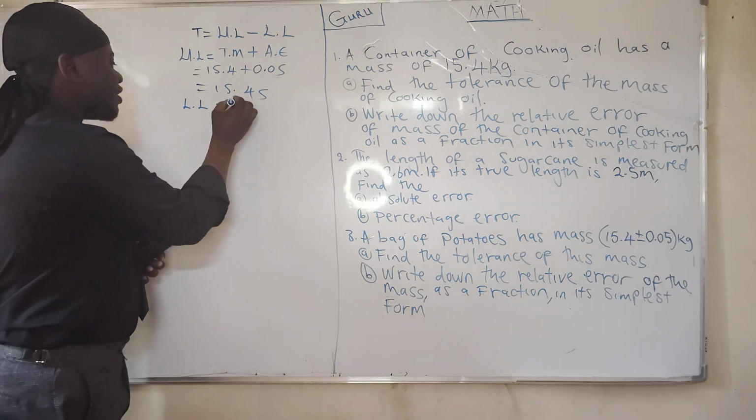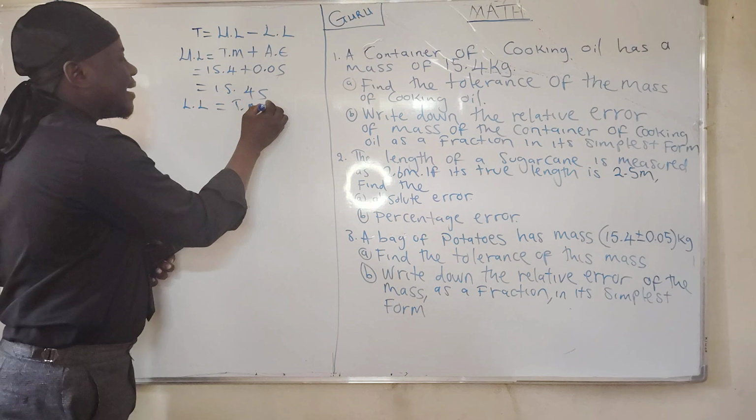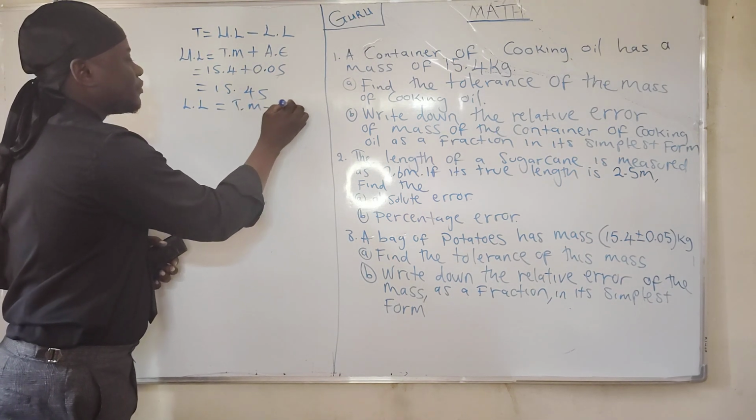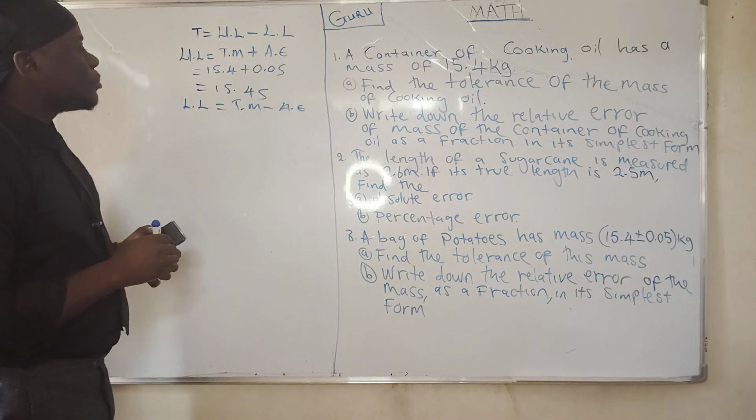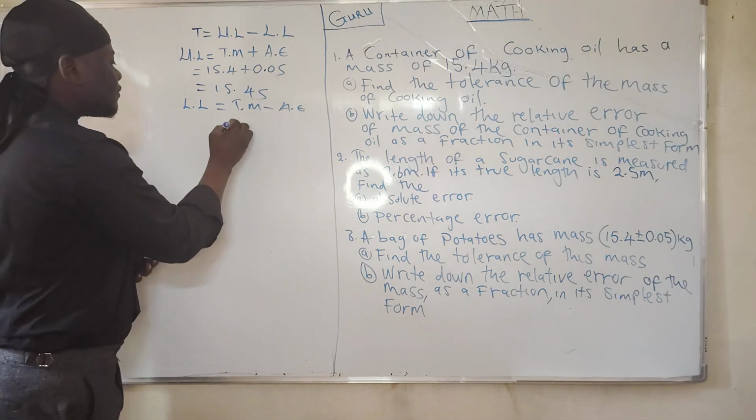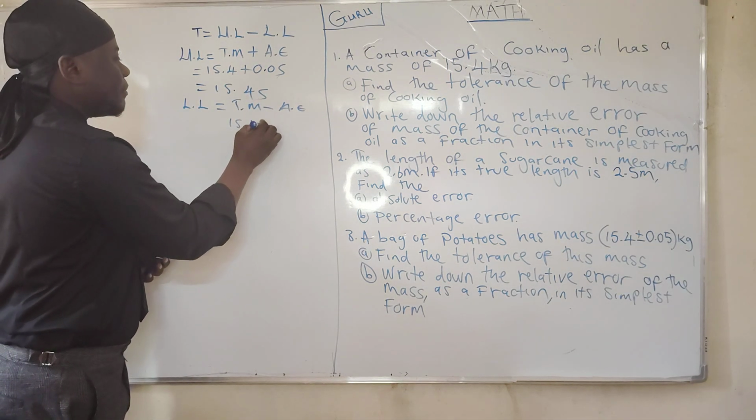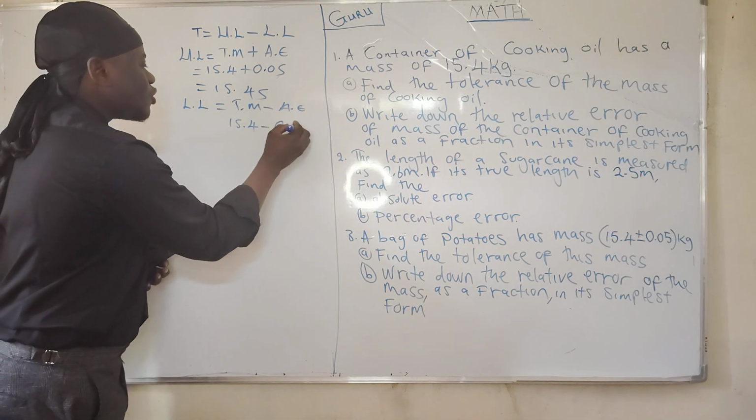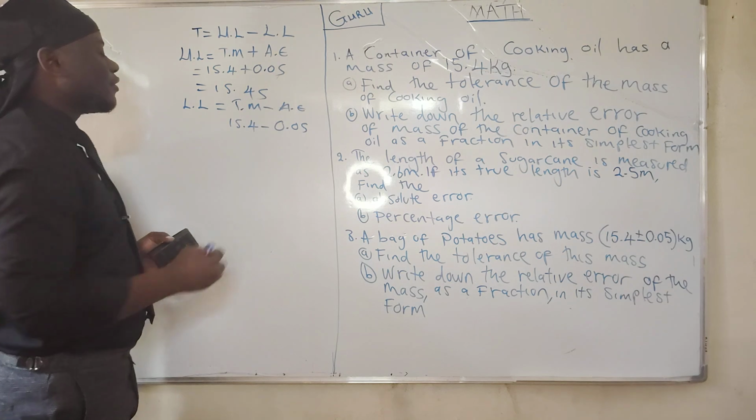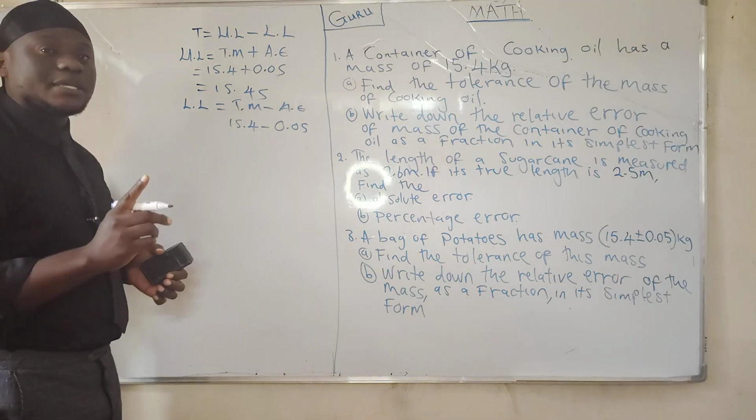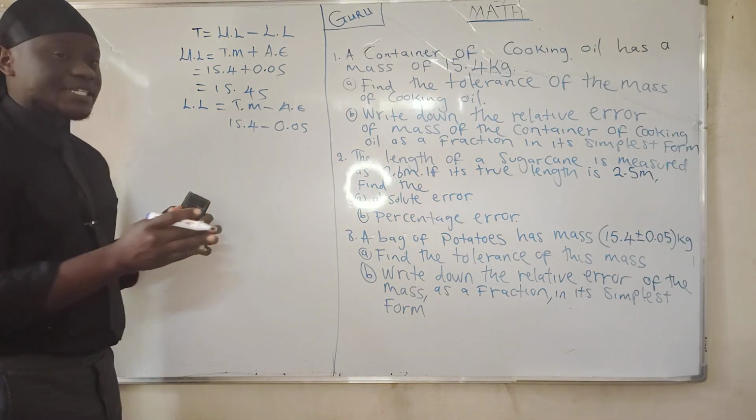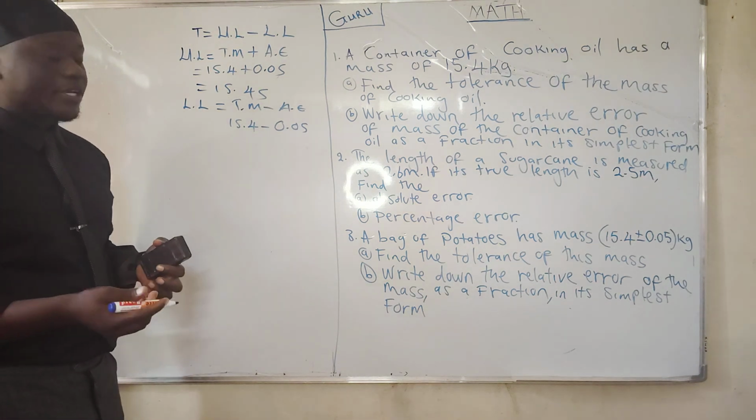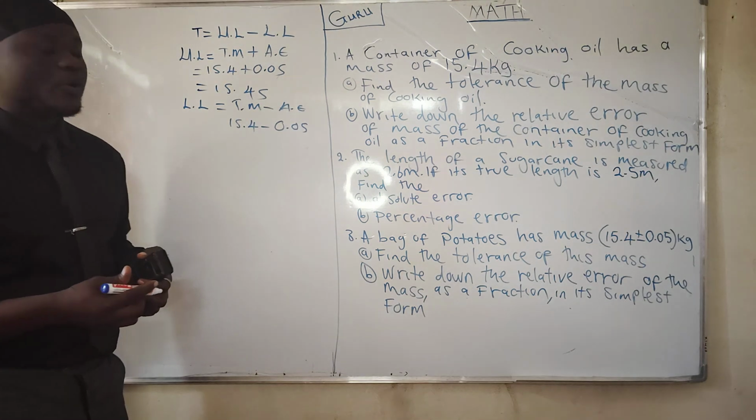you get the true measure minus absolute error. So true measure is the same true measure there, which is 15.4 minus absolute error. Absolute error is still the same absolute error, 0.05. You subtract. You won't have a calculator, mind you. So meaning you have to understand how to subtract numbers with a point, and how to add numbers with a point, and how to divide numbers with a point.